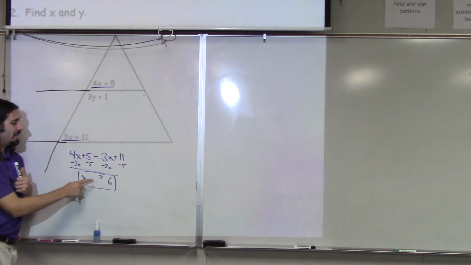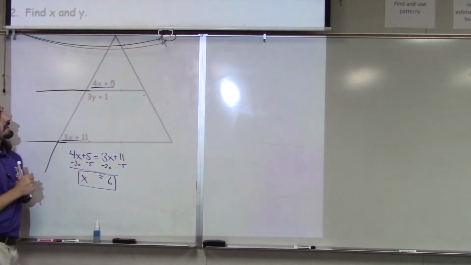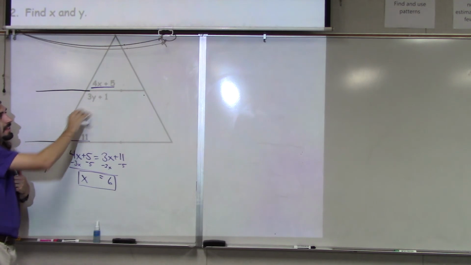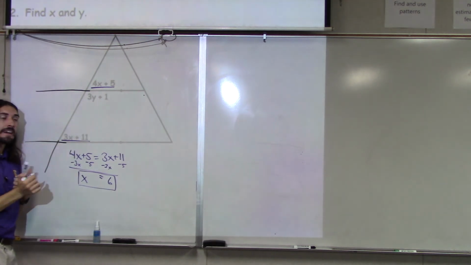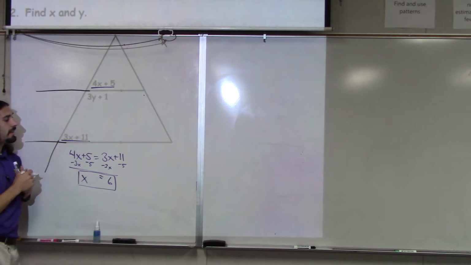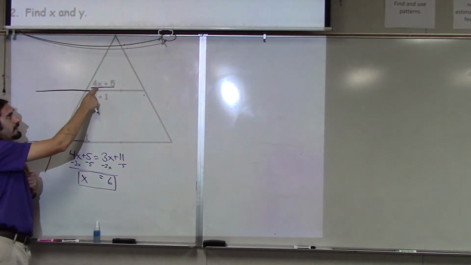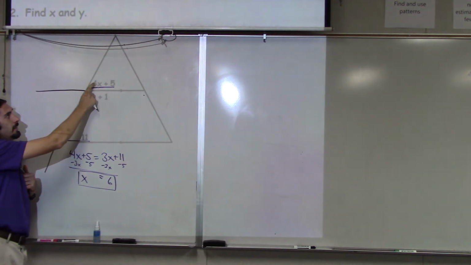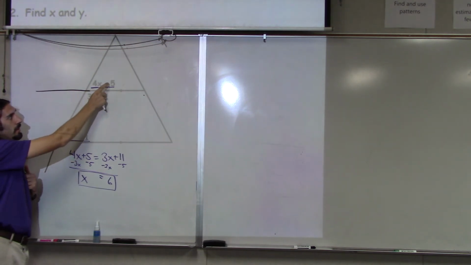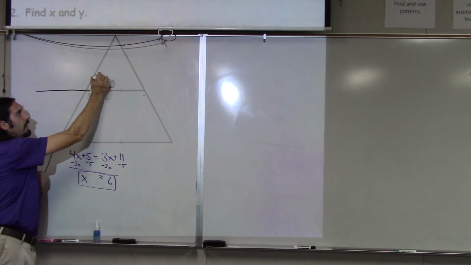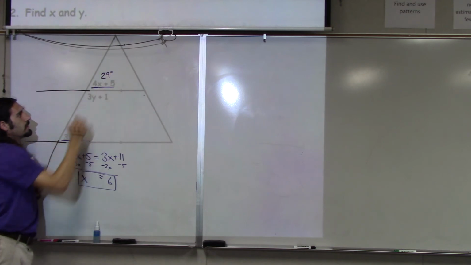So, I know that x is 6. Now, I've got to find that guy right there. But I need a connection to get to there. So, I'm going to go ahead and plug it in. Let's just go right here. If I plug 6 in, 4 times 6 gives me 24. Add a 5 on there, I'd get 29 degrees. Okay?